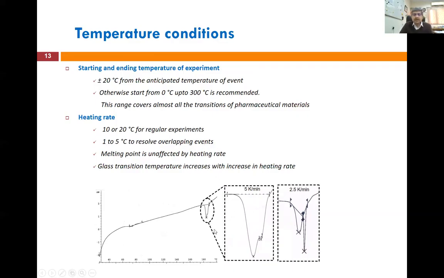Here is one example of an overlapping event. You can see there is an event which is overlapped here. So there are two events, one this and one this one. And if you use a slower heating rate of 2.5 kelvins per minute, you are then able to resolve these two events. But if you use a higher heating rate, it will look like a single event only. So if you are observing a phenomena like this, you can use a slower heating rate to resolve these events into two separate events.